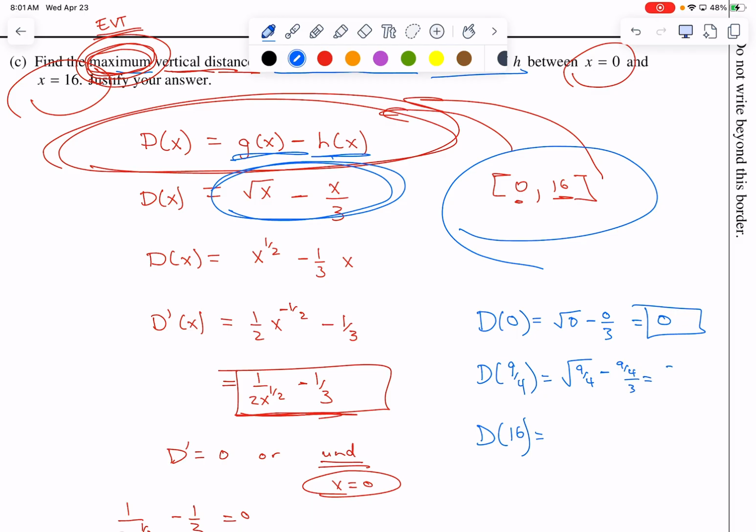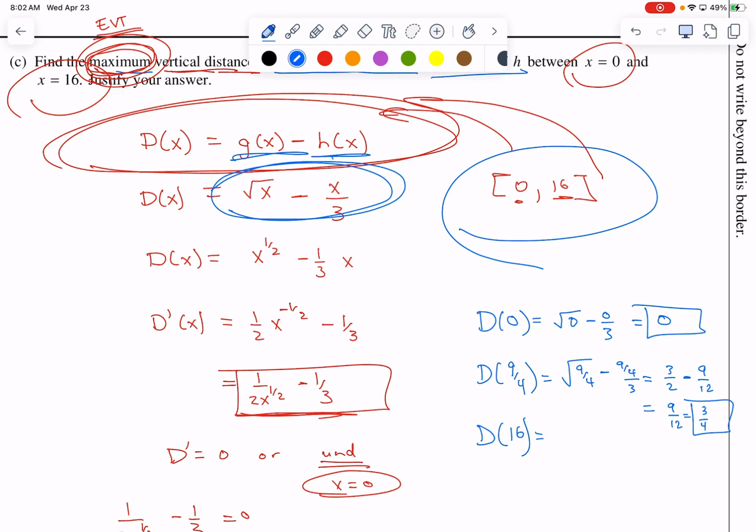Let's see, that'll be 3/2 minus 9 over 12, which, let's common denominator of 12, so that'll be 18/12 minus 9/12, which is what? Is that 9/12? Which reduces to what? 3/4. Okay, maybe that's the max.